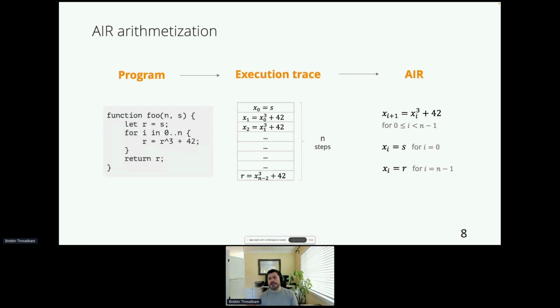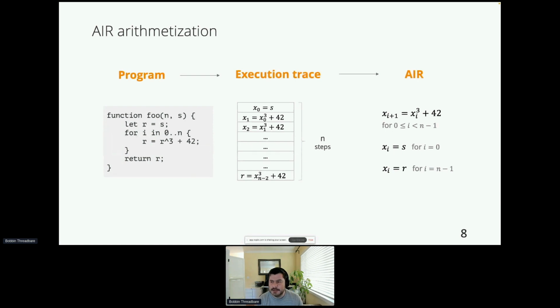So this is what we call AIR. And AIR, by the way, I should have said earlier, stands for algebraic intermediate representation. So once we have AIR, then we can start generating proofs. But this is a crucial step, and frequently, again, this is very non-trivial, how you reduce a program to its AIR representation. And in many ways it is more art than science, I would say, at this point at least.